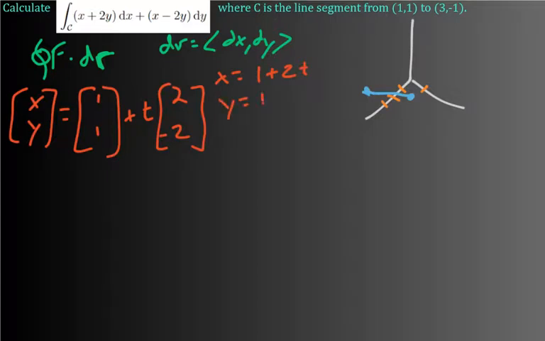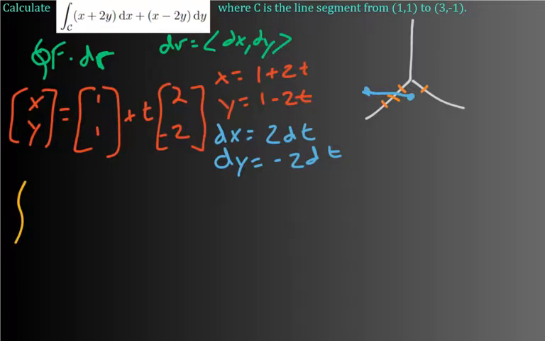And y is 1 minus 2t. And then this kind of line integral, we need dx and we need dy. So dx is going to be 2 dt, and dy is minus 2 dt. And then literally you have x, y, dx, and dy there too. You've got everything you need to plug in. And so we can plug in everything.